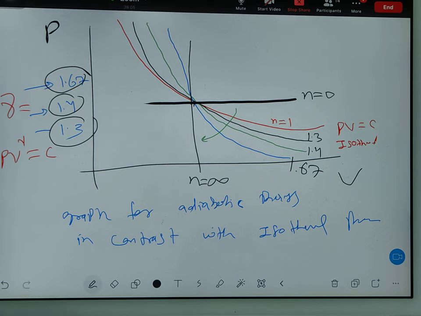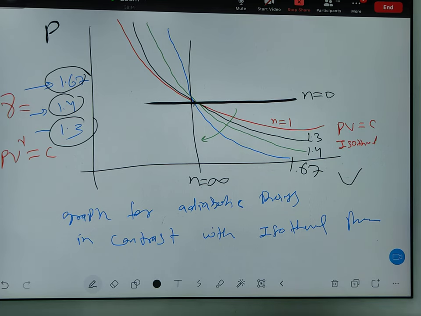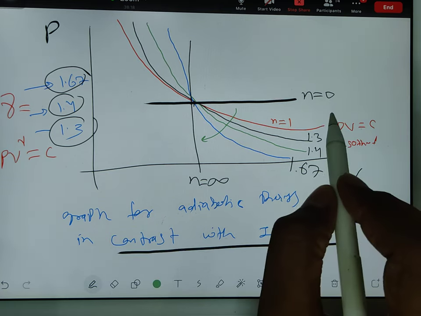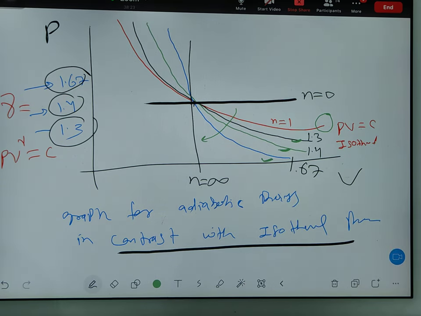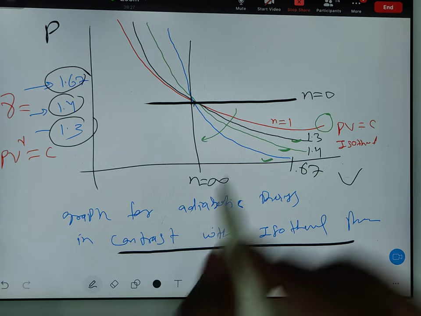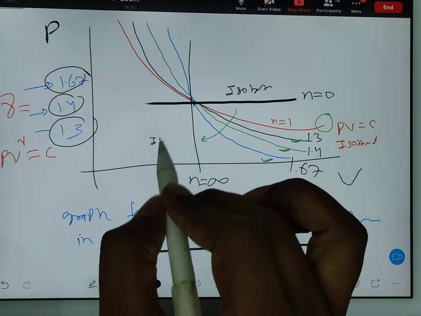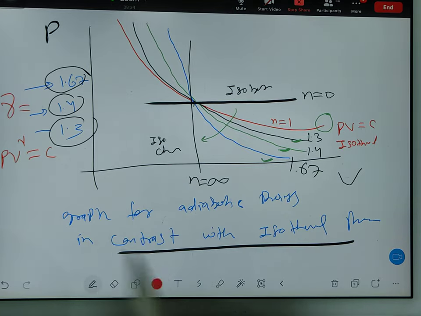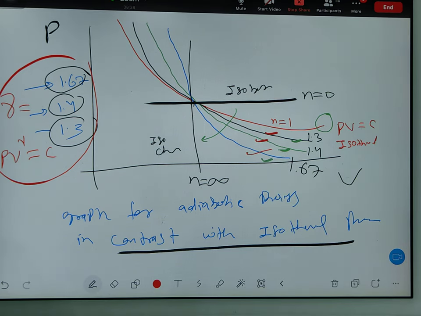Okay, so I will summarize here quickly. First, you copy down the diagram. Why have I done it in contrast with isothermal? Because you can see the slope here: isothermal has less slope, but adiabatic is more sloped. All the three lines are more sloped. They have more slope on the PV diagram. And this was your isobaric, and this was your isochoric. It means for adiabatic, you can choose any one line, this or this or this, according to the gamma value.